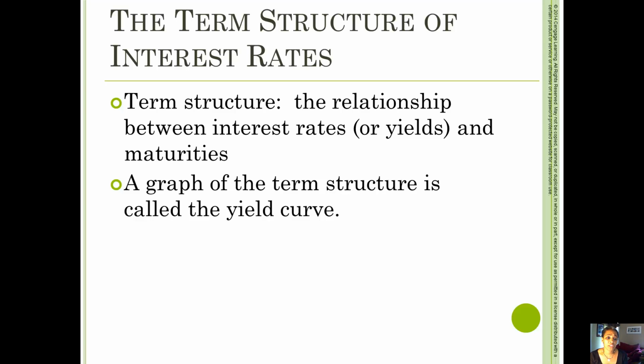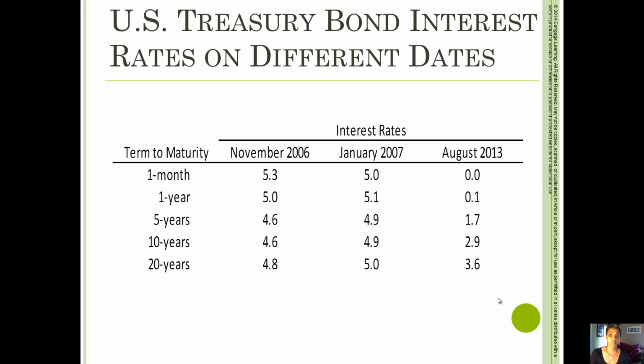Now let's talk about the yield curve. The term structure of interest rates is simply the relationship between interest rates and maturities, while the yield curve is the graphic depiction of that relationship. So let's look then at some sample interest rates and their maturities.